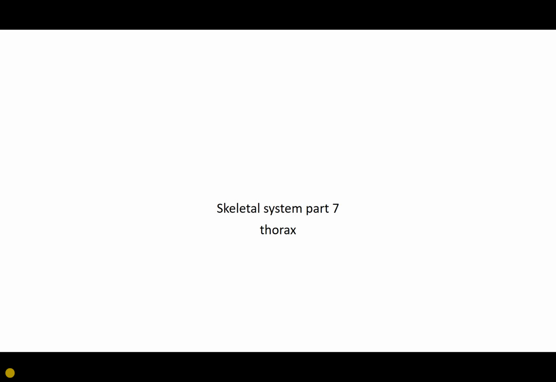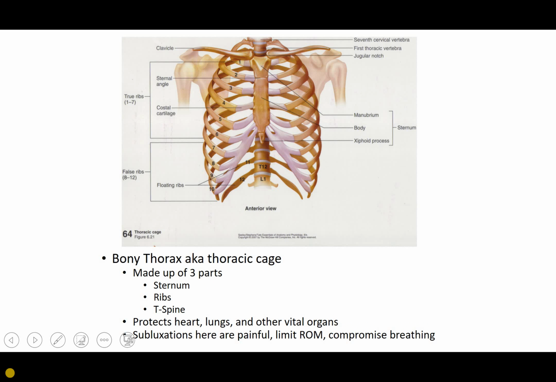Okay, in this section we'll look at the bony thorax, the thoracic cage. Here you're seeing an anterior view of the thoracic cage. It's made up of the sternum, which is here. The sternum has three parts: the manubrium, the most superior part, the sternal body, and the xiphoid process. The xiphoid process is the one that you do not want to break off during CPR.